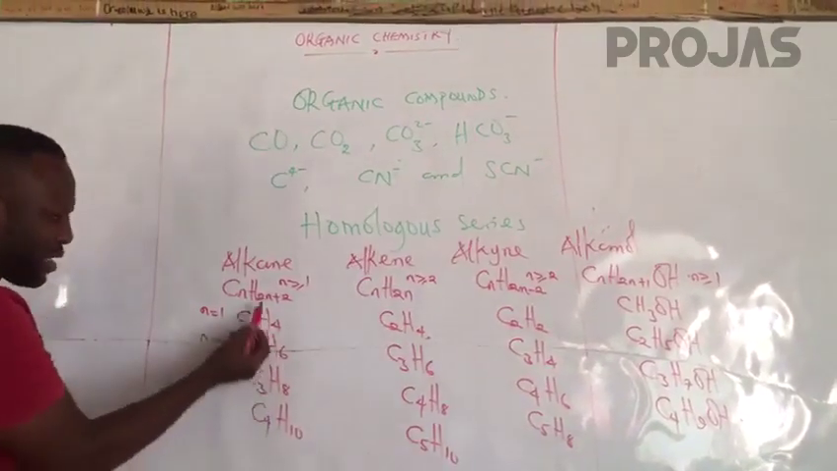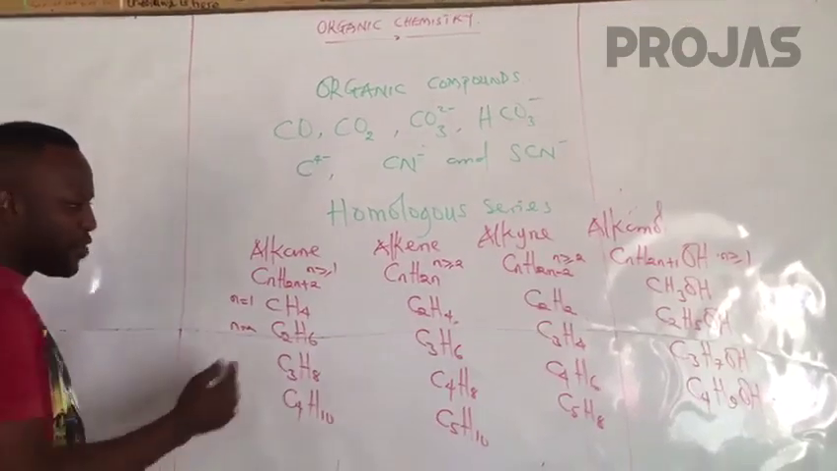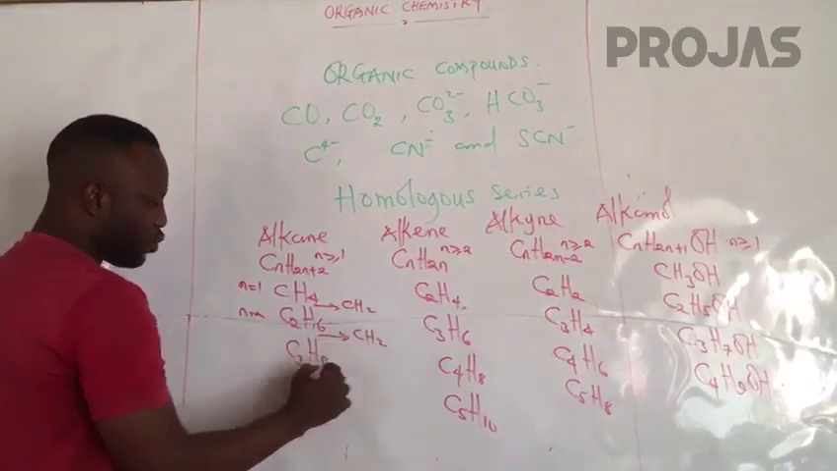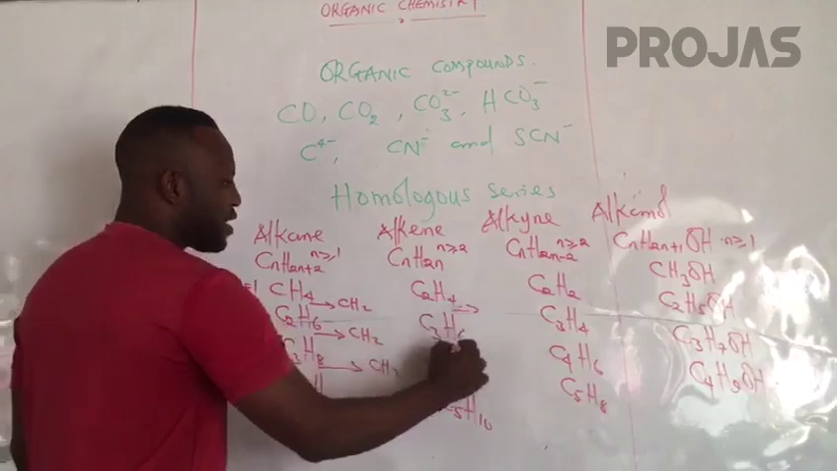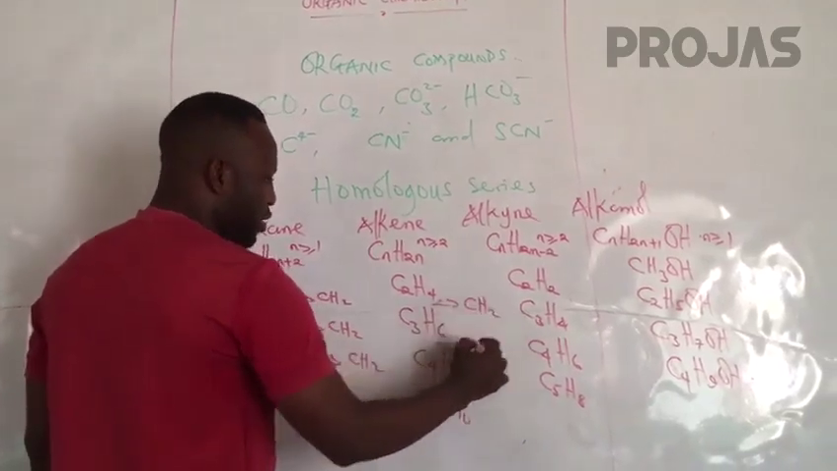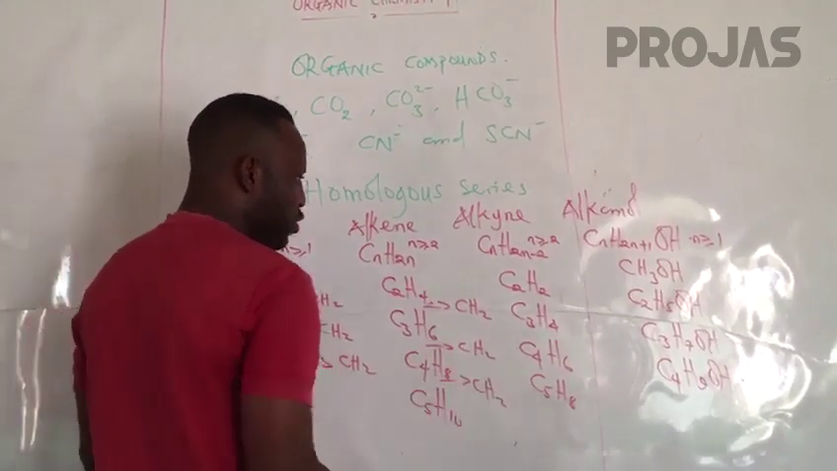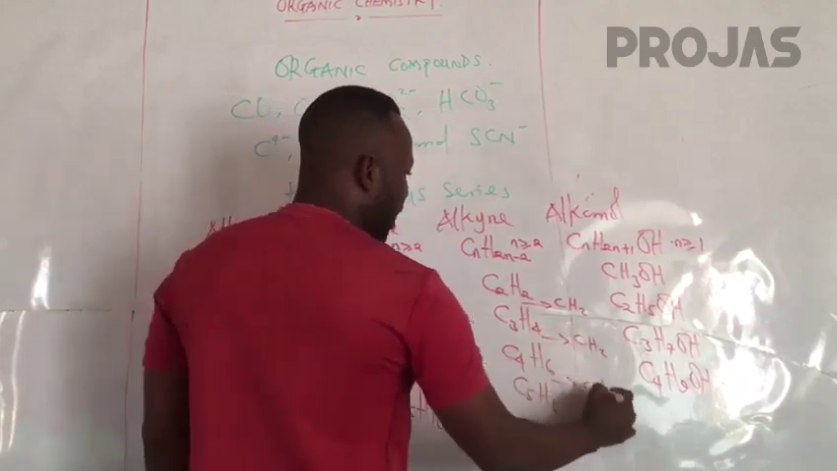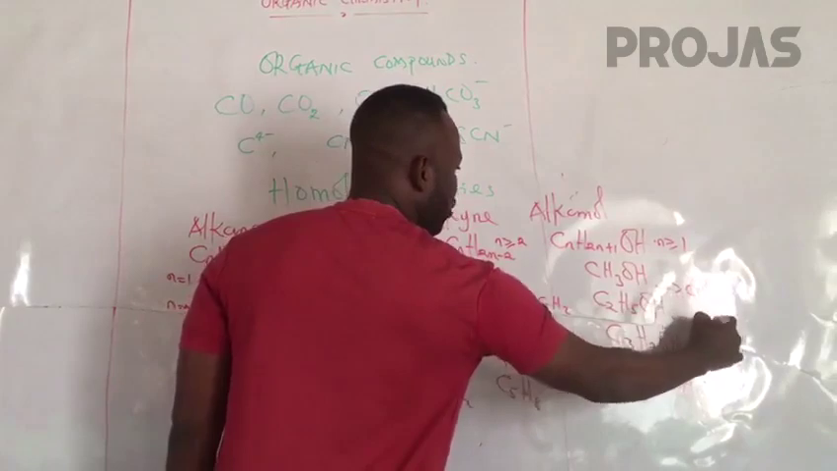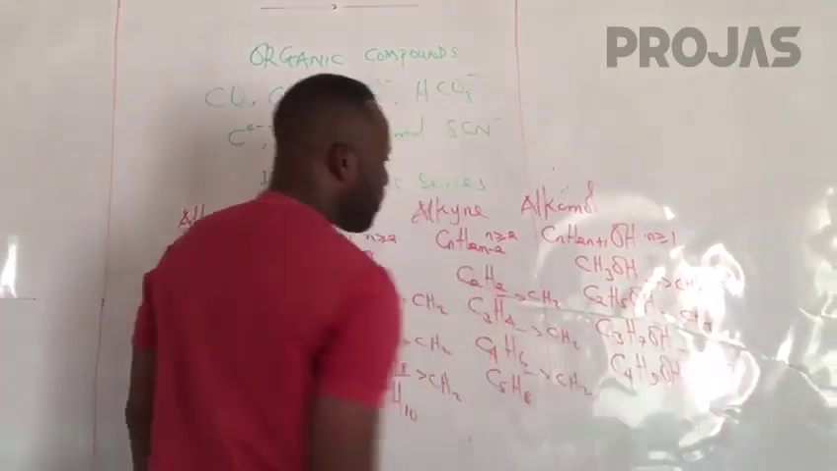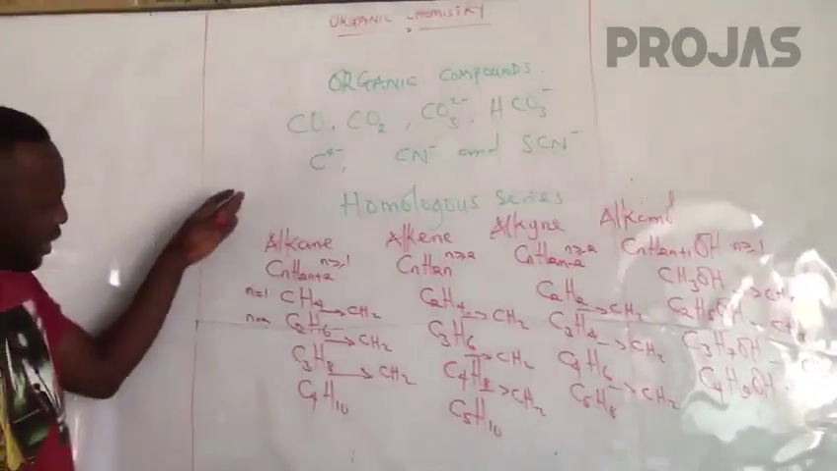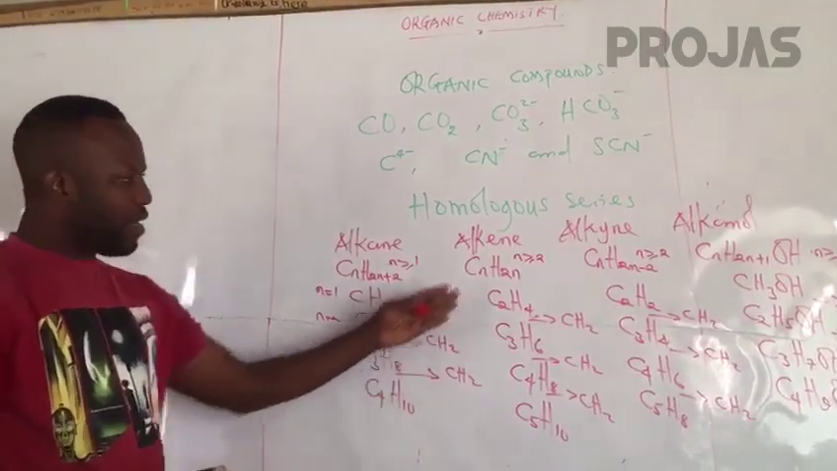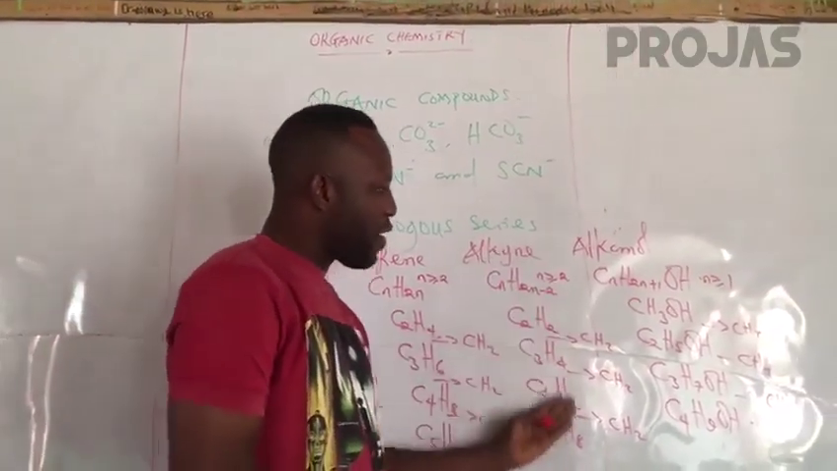Now, when you take a look at each successive member of this series, you see that the difference between the first member and the second one is CH2. The difference here is CH2, and here it is CH2. Each successive member differs by that particular unit, CH2. And when you look at it, you see that this family follows a regular pattern.